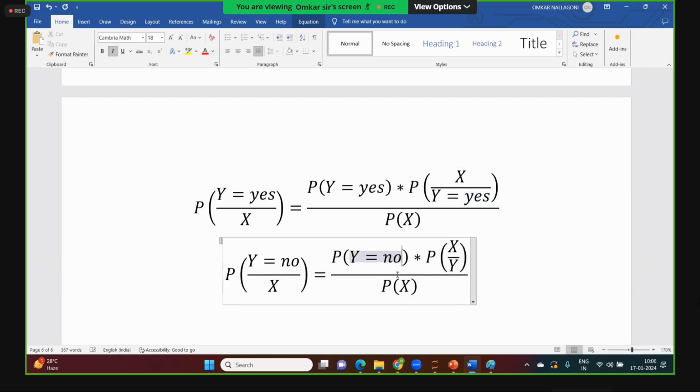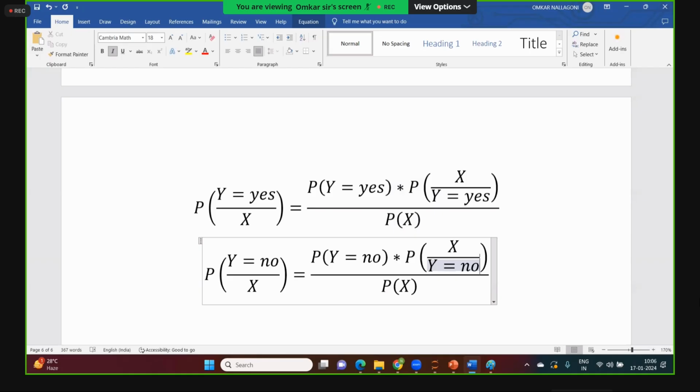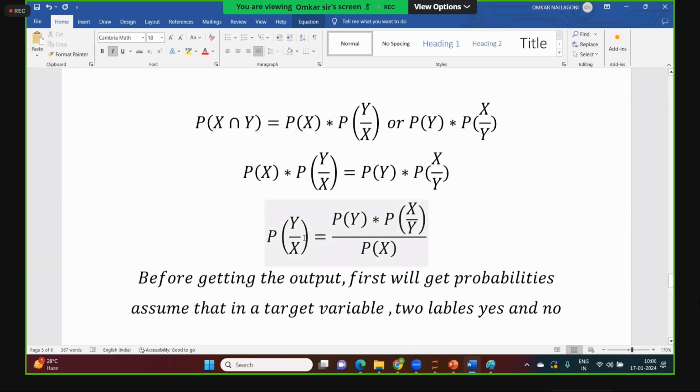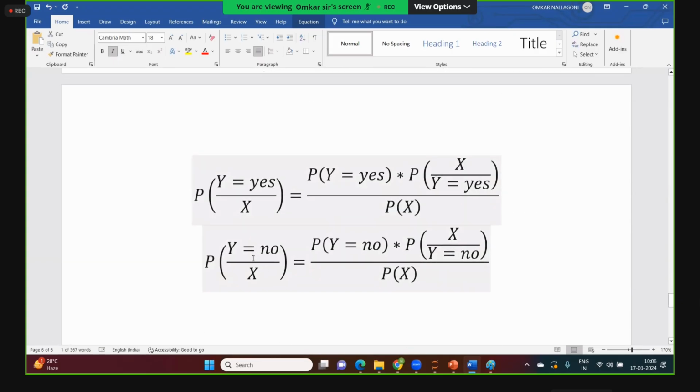Now this is the updated formula. This is the generalized formula. But again, there are two cases because this is a probability. There are two probabilities: one is the probability of yes and the other is the probability of no, because y is your output. So y is equal to yes is 1 and y is equal to no is 1.